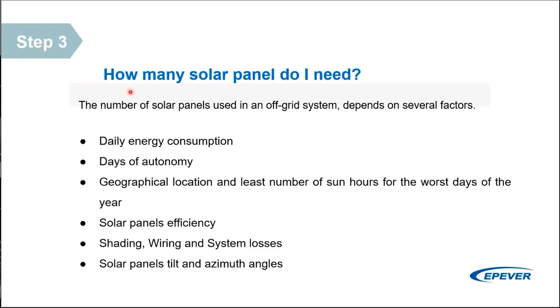So let's go ahead. Up to now, we have calculated how much power you need on a daily basis, how much battery you need, and now we are going to calculate how much solar panel you need. The power produced by a solar array is measured in watts, and it's equal to the current multiplied by voltage. That's clear.